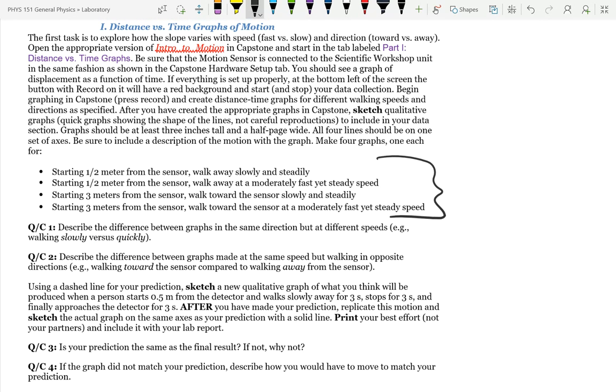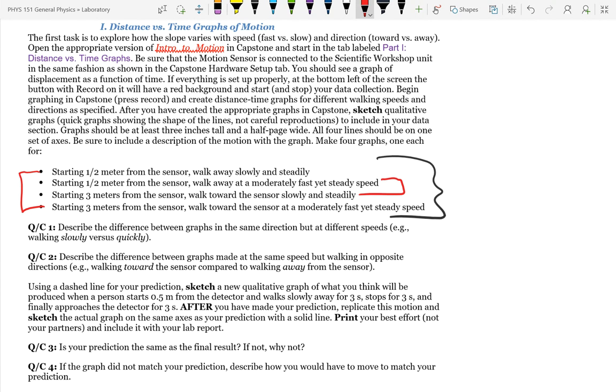So you're going to start off by doing these 4 things. Now you're working with a partner, 2 people in a group, and I want each person in the group to do 2 of these 4. One person will walk slowly away and quickly toward, and the other one will walk quickly away and slowly toward. Now, what is quick and what is slow?